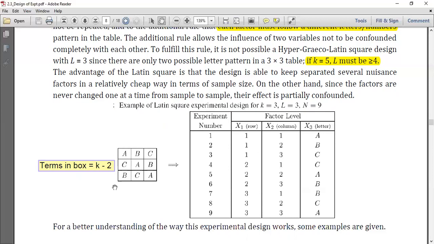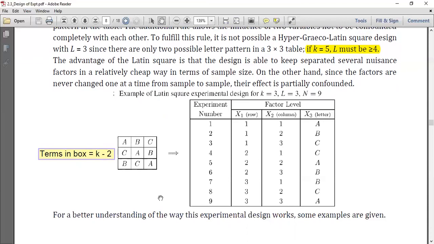One is given for rows and another one is given for column. So those two are not written in the box. So A is written, this means 1 1 A. So it is automatically understood that it is first row, first column. This is the order in which you perform the experiment.